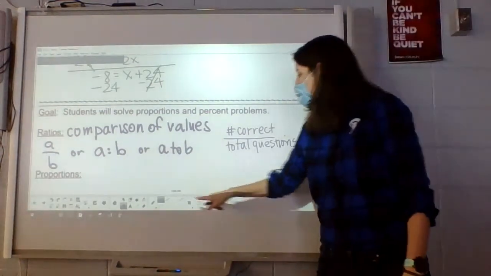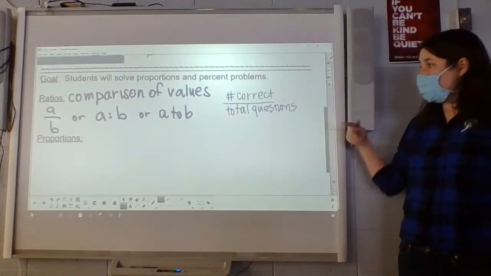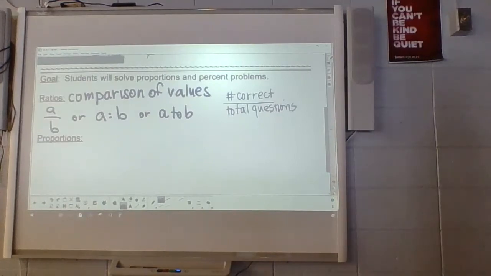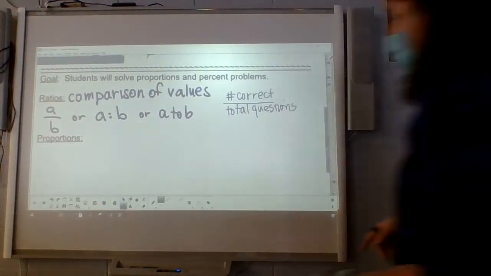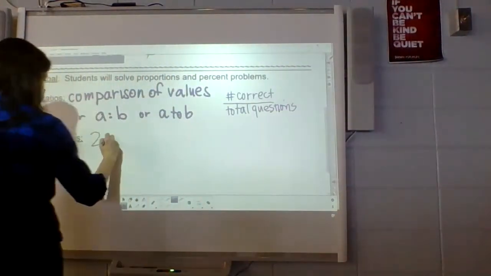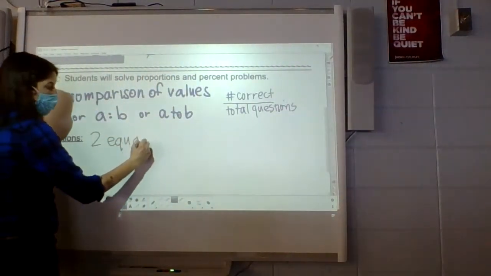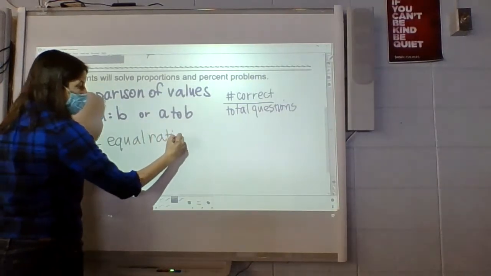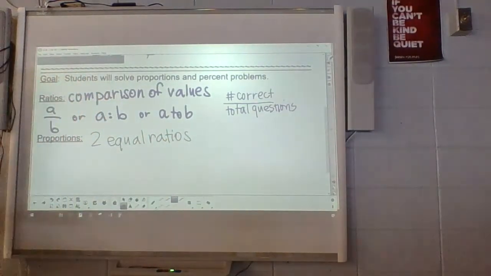Now, that's just a ratio in general, but a proportion is when I set two ratios equal. So a proportion is two equal ratios. And a lot of times we see these as fractions.